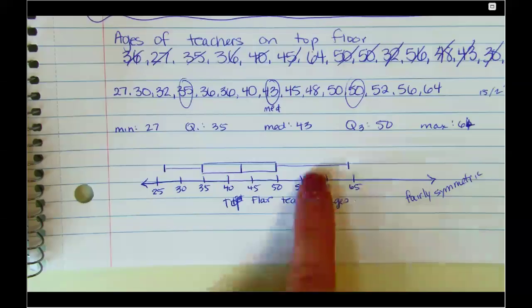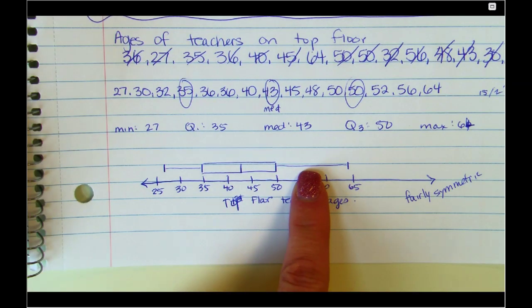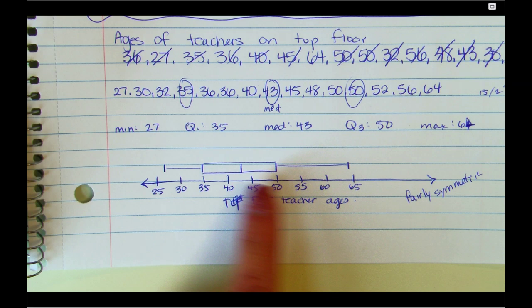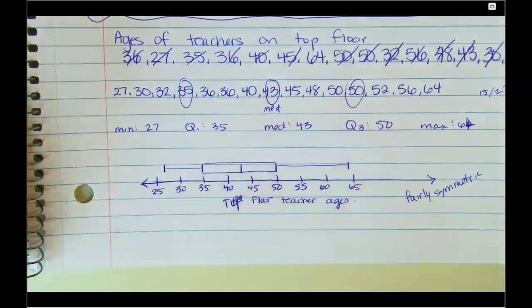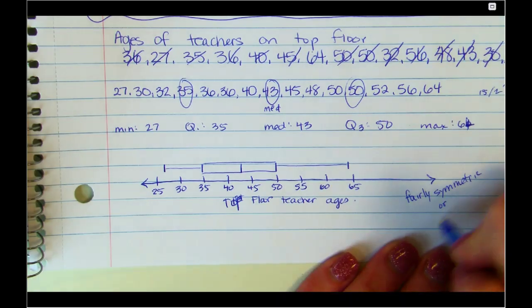This tail is a little bit longer. Like this is a tail of this whisker. This whisker is 15. This whisker is like 8. You might want to say he's slightly skewed to the right.